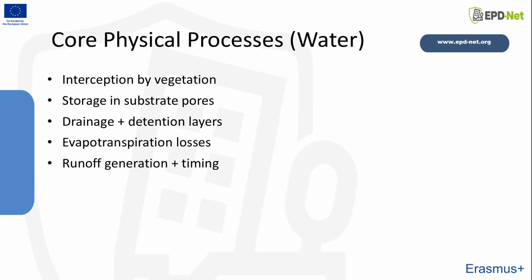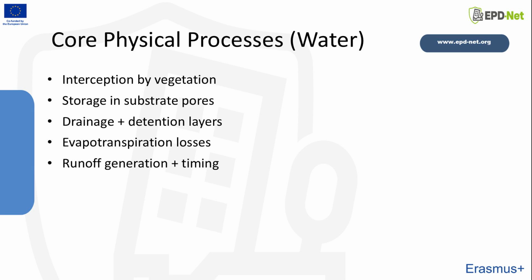On the hydrologic side, a green roof behaves like a miniature catchment. Vegetation intercepts rainfall and delays its entry to the substrate. Water infiltrates and is stored in pore space until field capacity is reached. Drainage layers route excess water laterally and may provide detention.